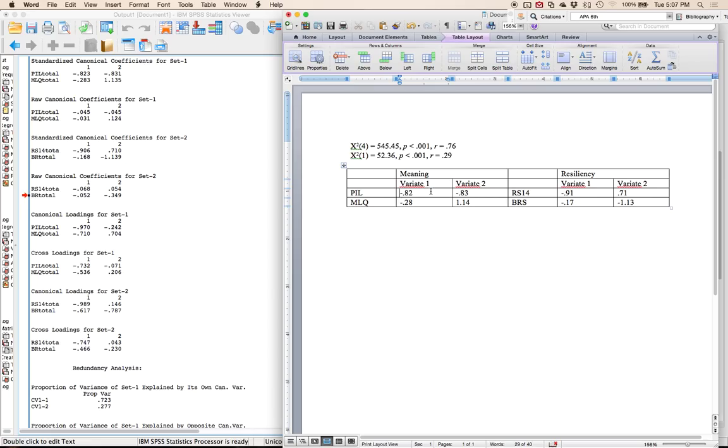So anything over 0.3, I'm going to star to say that this is a useful variable. So I'm looking at these canonical loadings, and I'm saying anything over 0.3 is useful. So in the first variant, both of them are significantly related to their overall scores. In the second one, only the MLQ is, because its loading is 0.7 instead, and the pill's loading is 0.2.